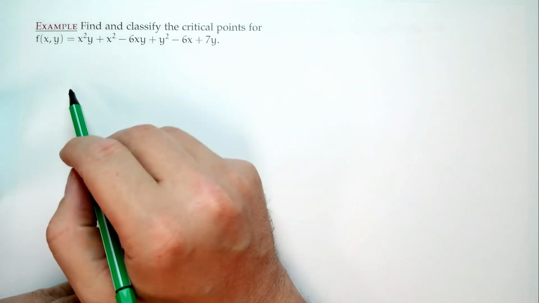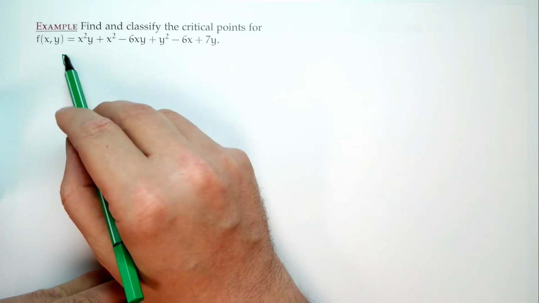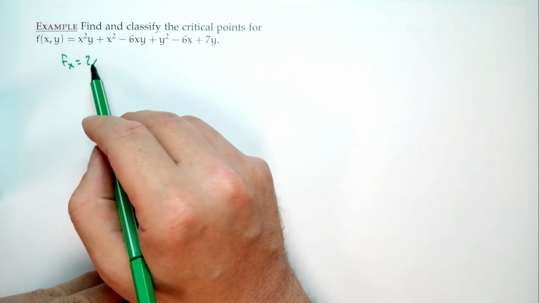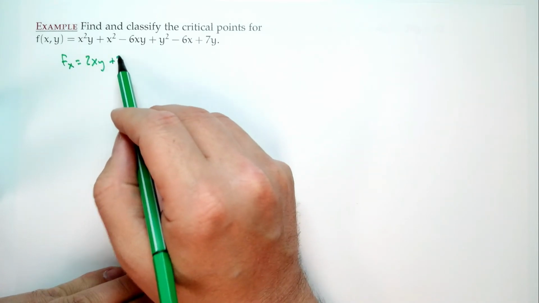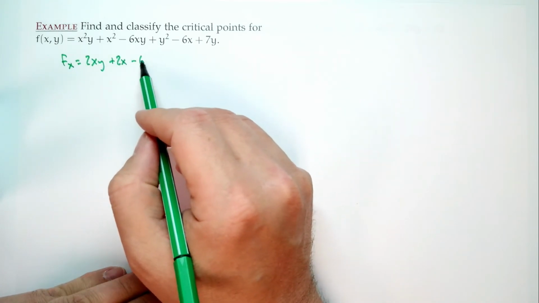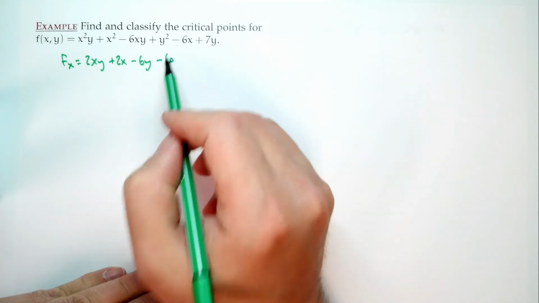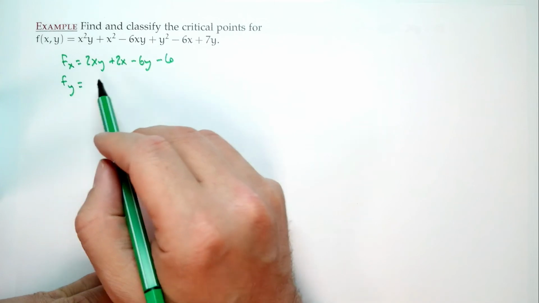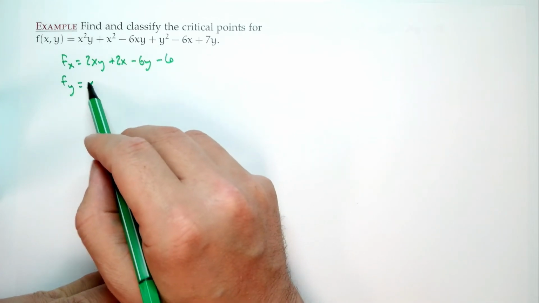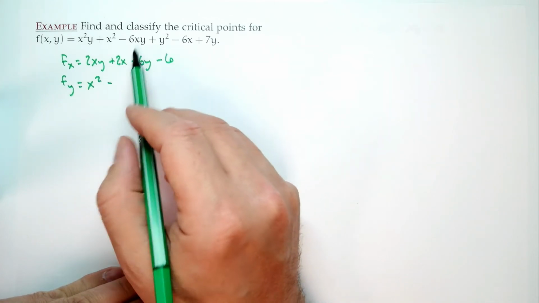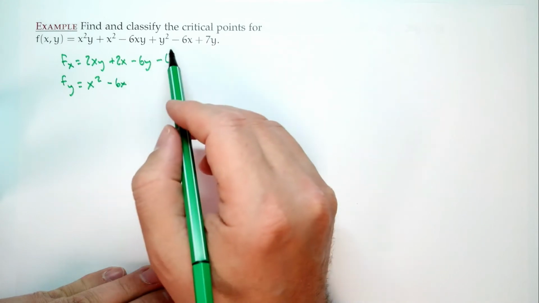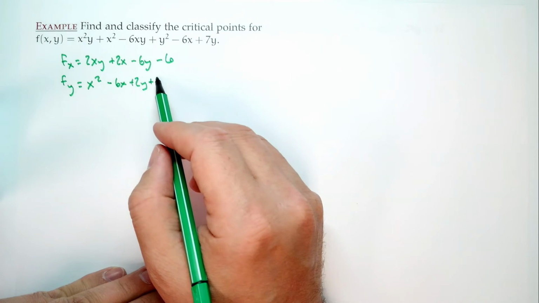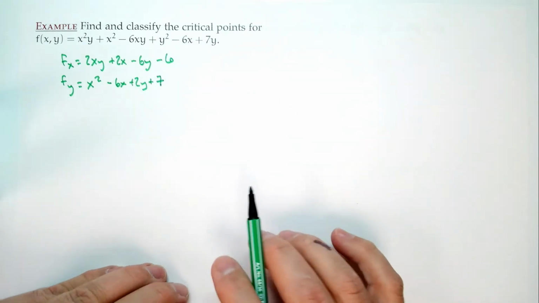They always start with find, which means we start by taking our partial derivatives. f_x, in this case, is 2xy + 2x - 6y - 6. And then f_y. Well, that's x squared - 6x + 2y + 7. All right.